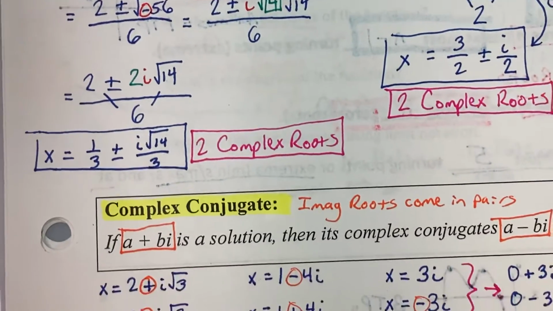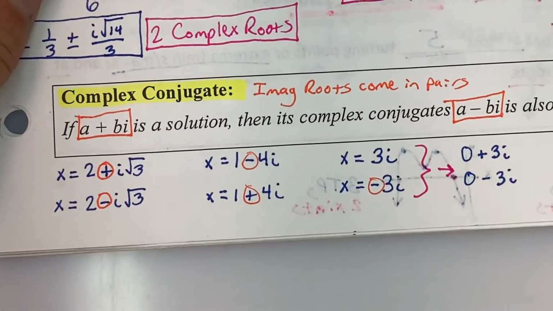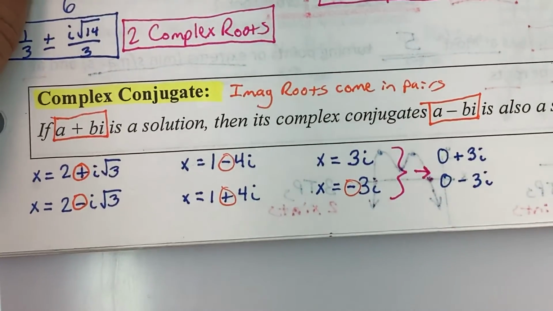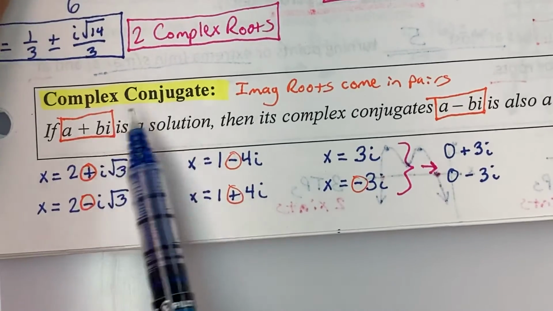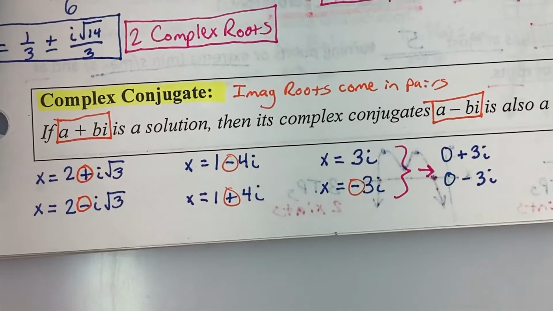Moving on to the idea of complex conjugates. This may be an idea that was just kind of roughly introduced in Algebra 2, but we're going to spend a lot more time with it in Precalc. So first, complex conjugates mean that imaginary roots always come in pairs.